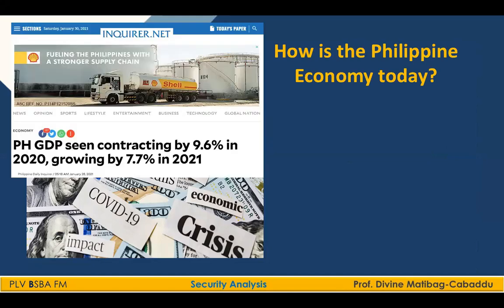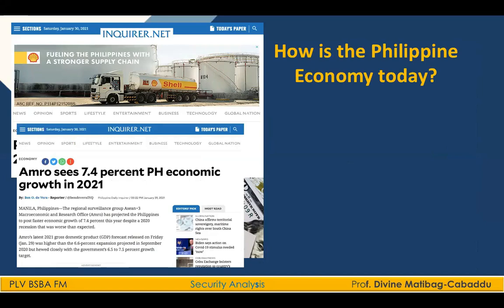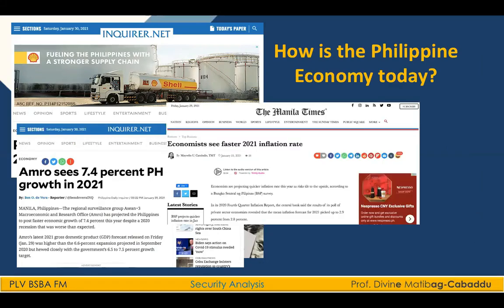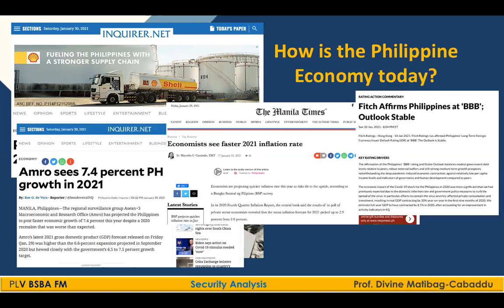Let's take a look at some of the headlines during the last week of January 2021. The Philippines' GDP is projected to grow by 7.7% in 2021. Good news, right? Other analysts were saying that there will be a 7.4% economic growth. However, we will also be seeing a faster inflation rate this year. As to Fitch, one of the international credit rating agencies, it has given the Philippines a BBB credit rating, which basically means the economic outlook for the Philippines is stable.